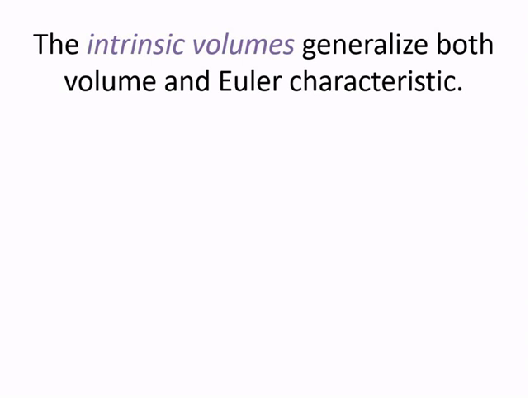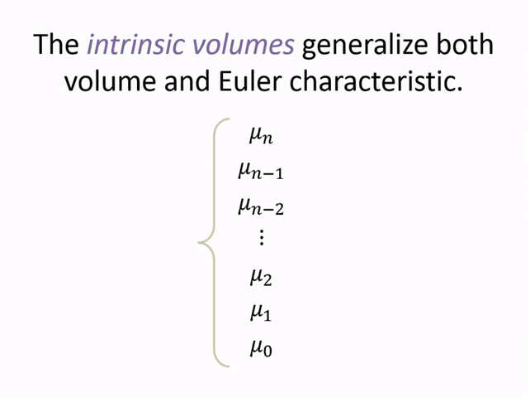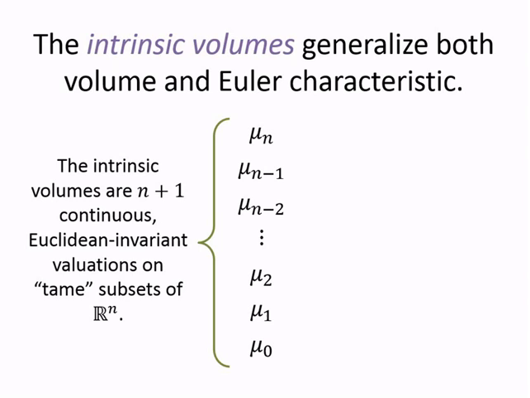And it turns out that Lebesgue volume and Euler characteristic are special cases of a family of valuations called the intrinsic volumes. Let me try to tell you what the intrinsic volumes are. If I have a tame set in an n-dimensional space, then there are n plus 1 intrinsic volumes defined on such a set, and they're denoted mu 0 through mu n. These are the n plus 1 intrinsic volumes. They're continuous Euclidean invariant valuations on tame subsets of R^n. So again, tame, we're not allowing fractals, we're allowing things like compact convex sets or polygons or things like that.